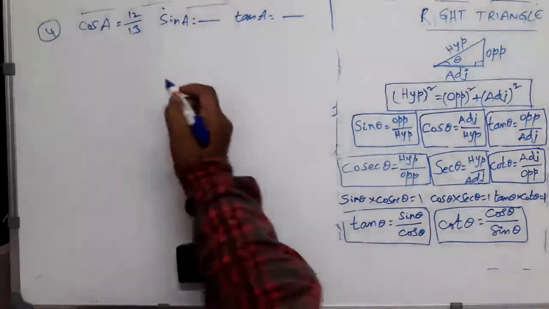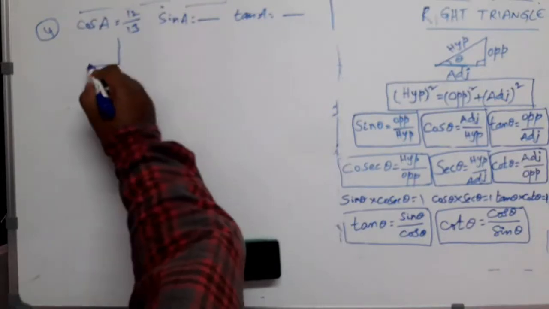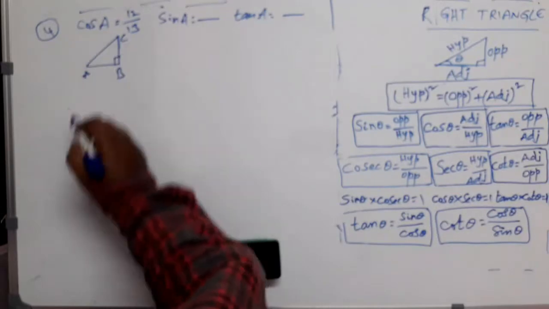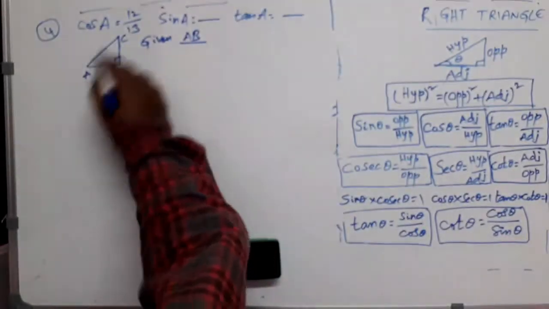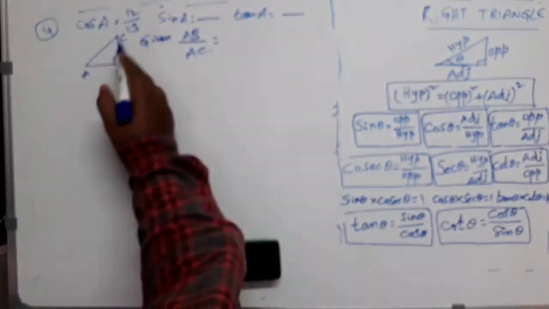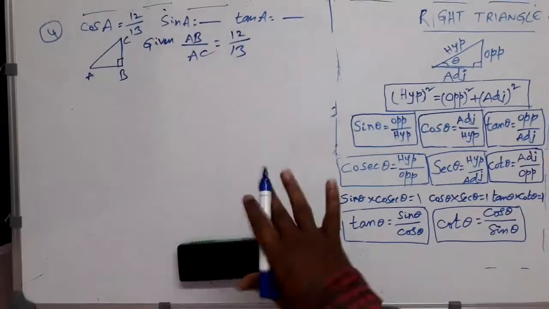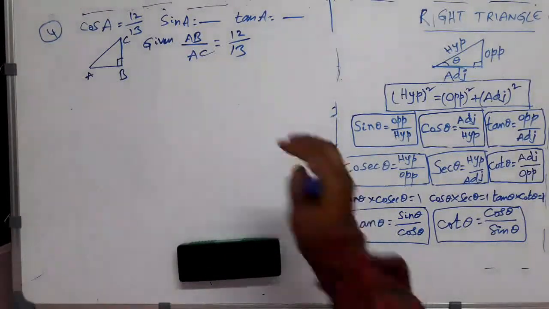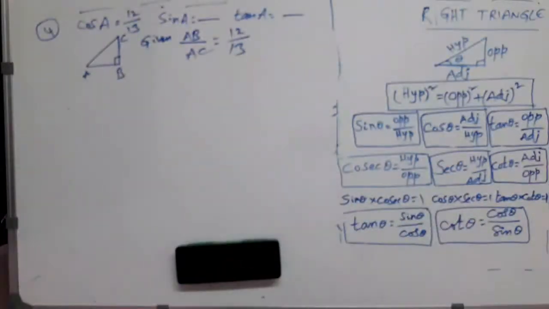See, let us say this is right angle triangle ABC, right? What is cos A? This is angle A, right? Cos A is adjacent side by hypotenuse, this by this. So AB divided by, what is given? Given AB divided by hypotenuse AC is 12 by 13. That is given. You are supposed to find sin A and tan A.